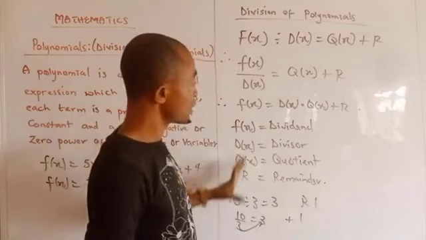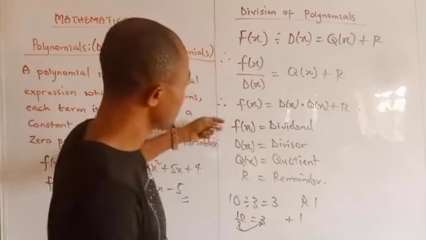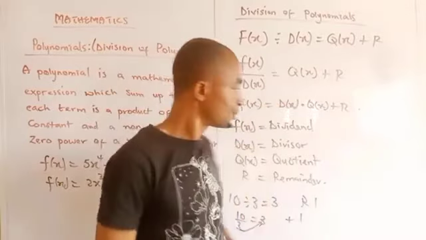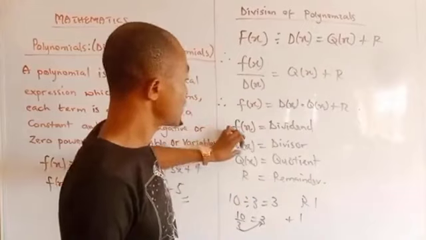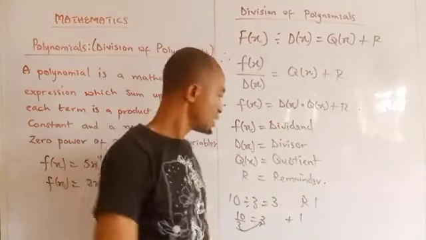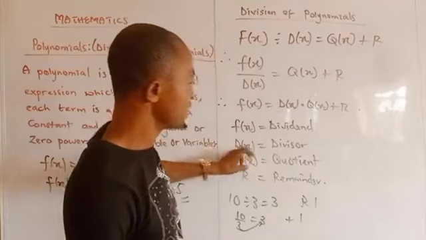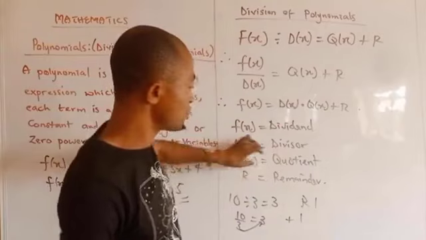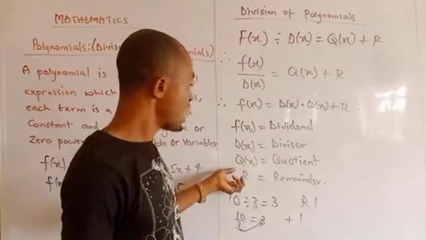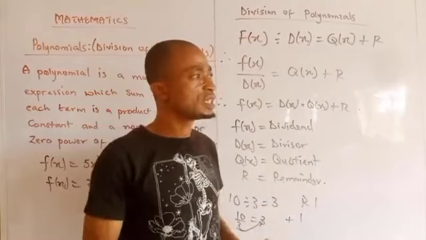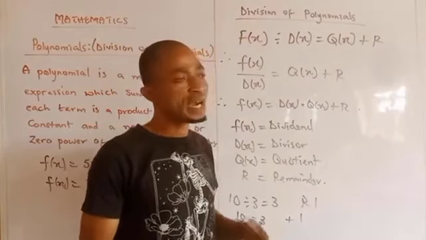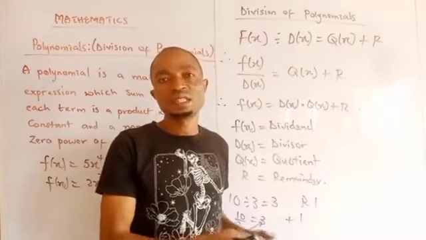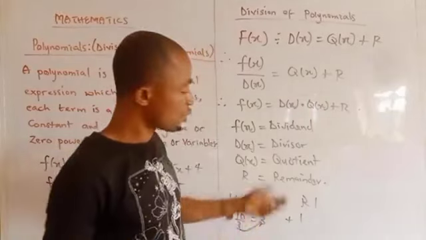So we are going to pick an example now. Like I wrote on the board here, f of x is called the dividend. That is the polynomial that you are given. Then d of x is called the divisor, what you are using to divide it. q of x is the result you got from your division, that is the quotient, and r means remainder. It is possible that when you divide a polynomial by another polynomial, after getting an answer, it may have a remainder. So that will be your r.